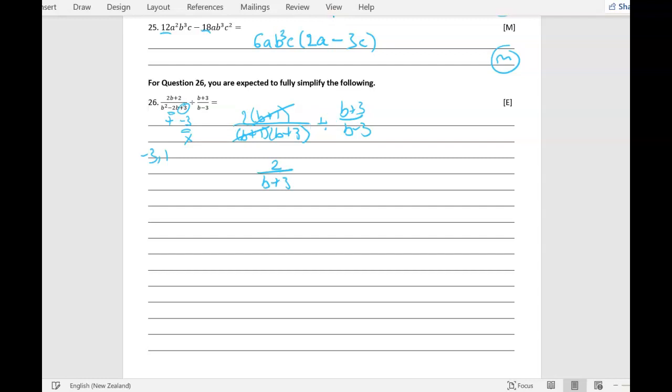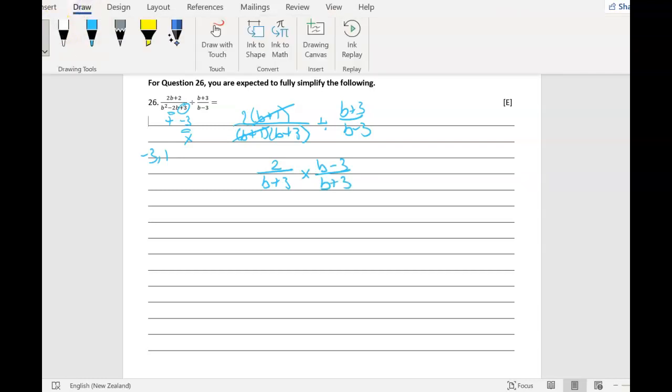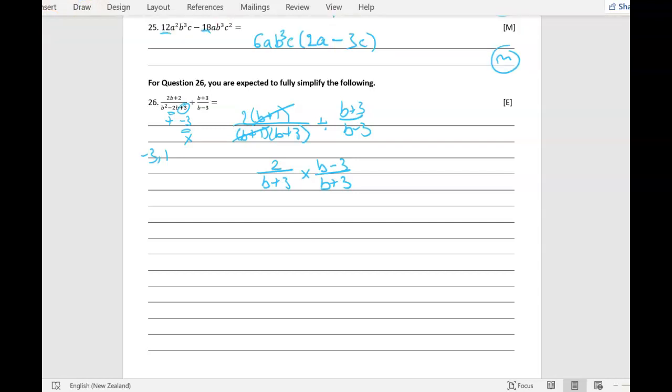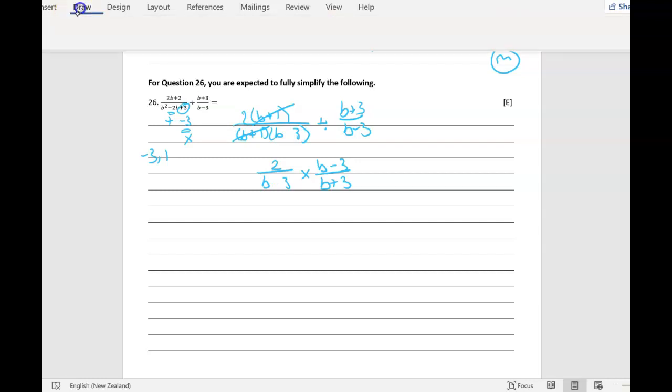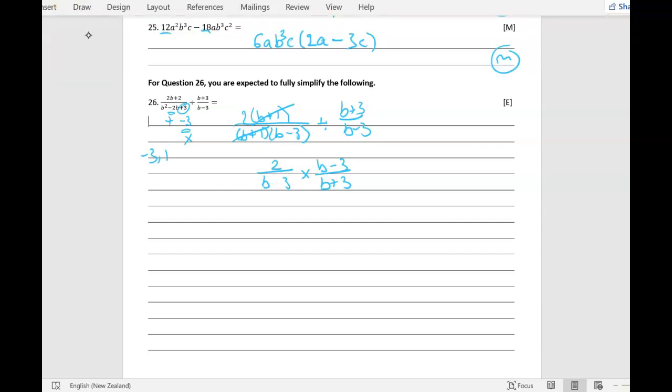I'm dividing by a fraction, so I'm going to do my switch here. So it's going to become (b - 3) divided by (b + 3). I just spotted a little math error, so that's good. I had a minus 3 here, but I put a plus 3 here, so let's get rid of that plus 3. And that plus 3 is actually a minus 3, isn't it? So minus 3, minus 3. There we go.